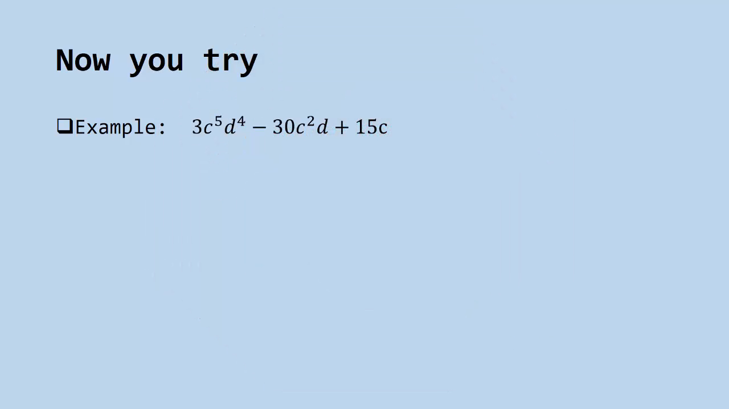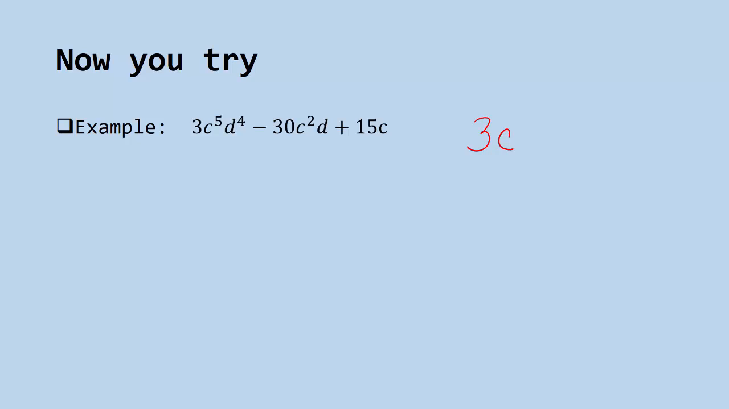Let's see how you did. So in this case, I see that the number 3 goes into both 3, 30, and 15. So my GCF is going to include the number 3. I do see there's a c to the 5th, a c squared, and a c. So I can take a c out of all three of these. The highest will be a single c.